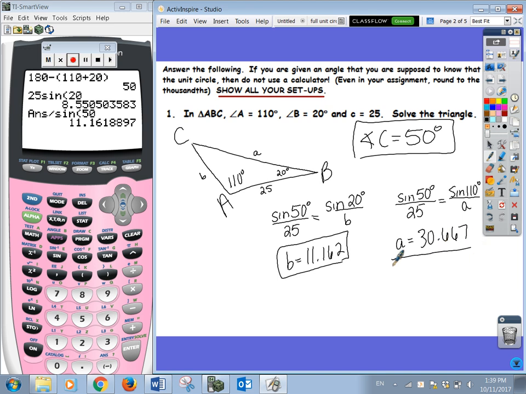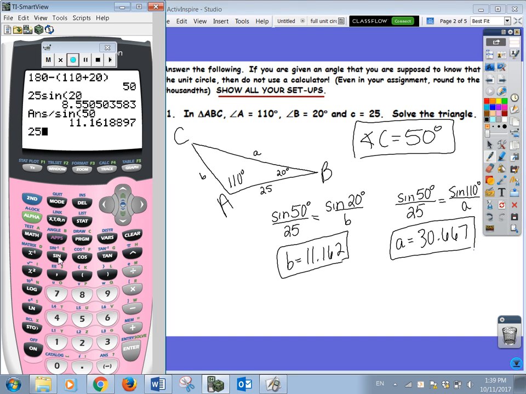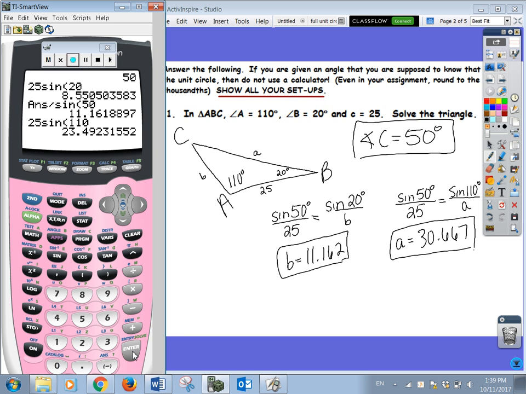Be sure you are practicing putting those into the calculator. I'll do that one again for you right over here. 25 times the sine of 110 divided by sine of 50. There's your answer. Be sure that your answer makes sense.